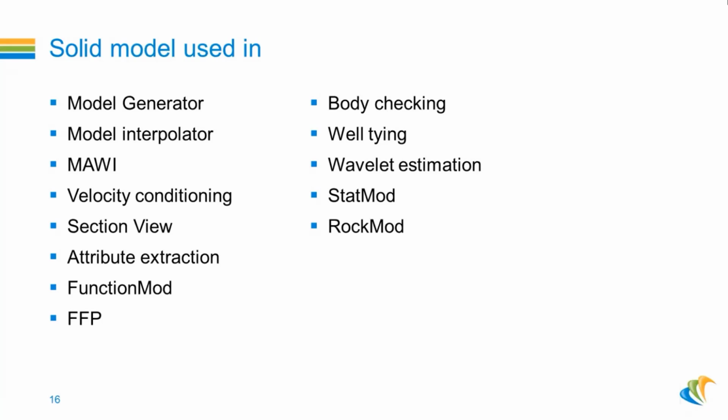Of course, the viewers can use solid models, and attribute extraction, if you want to run along micro layers, or if you want to extract attributes per layer. FunctionMod phases of fluid probability, body checking, well tying, wavelength estimation, and of course the geostatistics use the micro layers as well, as defined in the solid model. So there's a lot of usage for these structural solid models in the workbench.